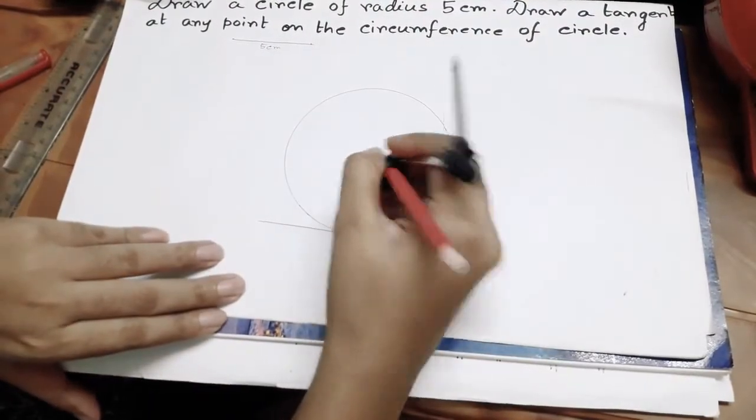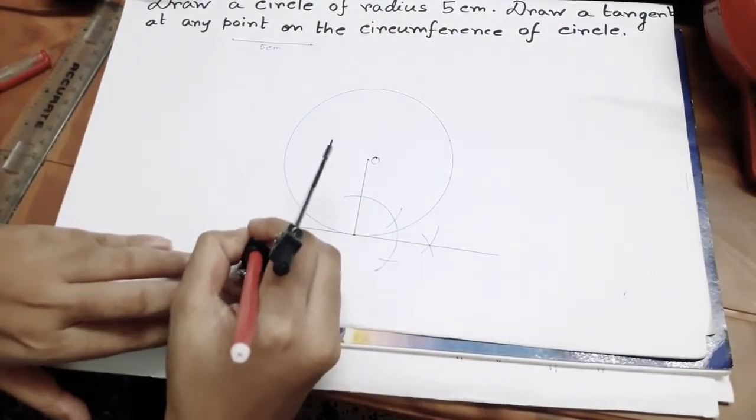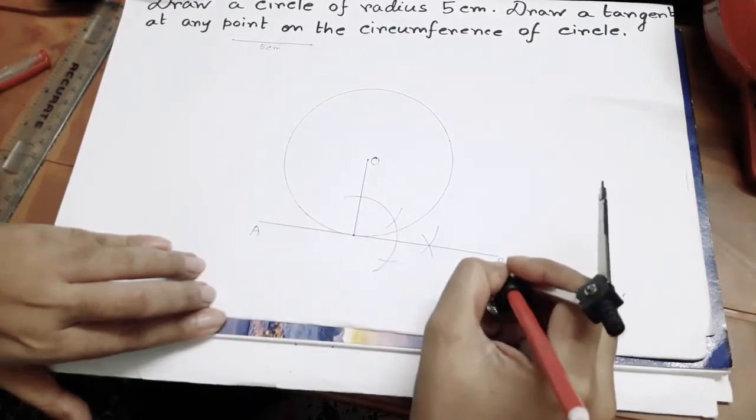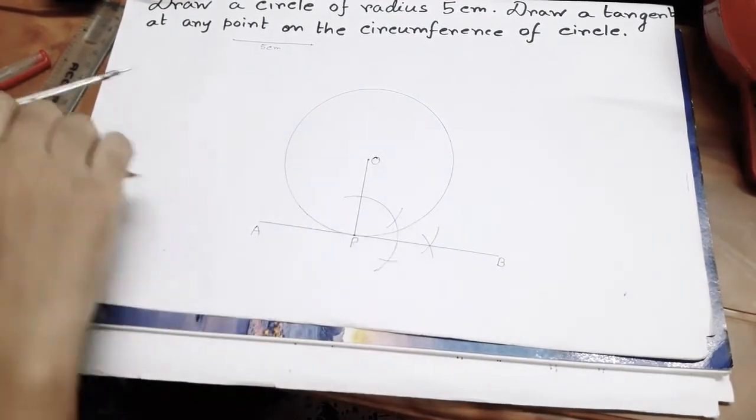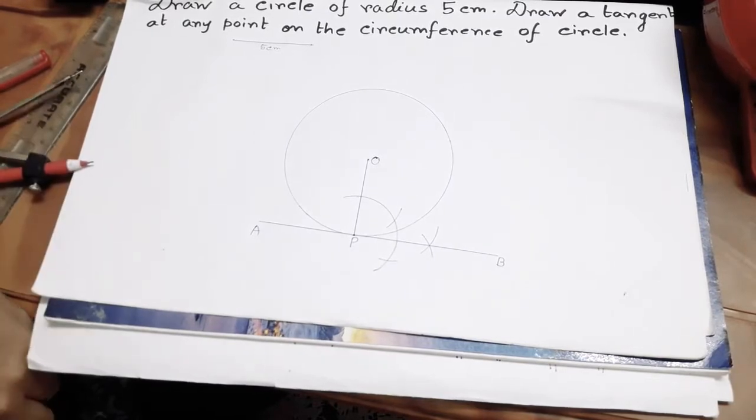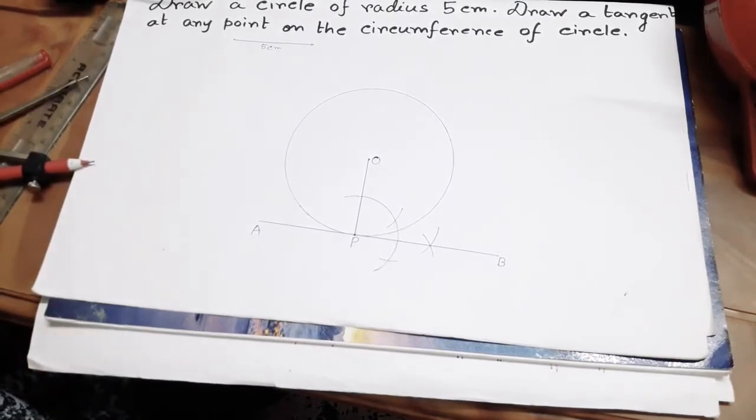So here if I will write down the name O, A, B, P. Now after that you will write that AB is the tangent at the point P on the circumference of the circle with center O. I am repeating once more. AB is the tangent at the point P of the circle with center O of radius 5 centimeter.